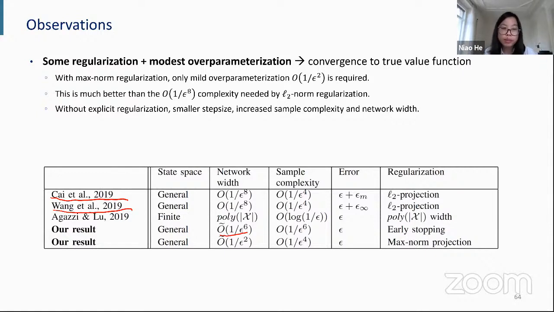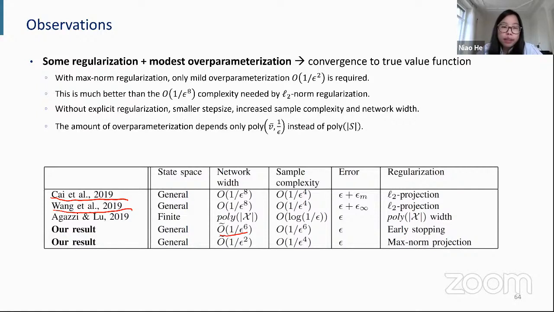But the trade-off is that with max norm regularization, you were also restricting the network's representation power, because you are restricting the weight matrices to be bounded somehow. So there is a trade-off between the sample complexity, the overparameterization complexity, and the representation power of your neural networks.